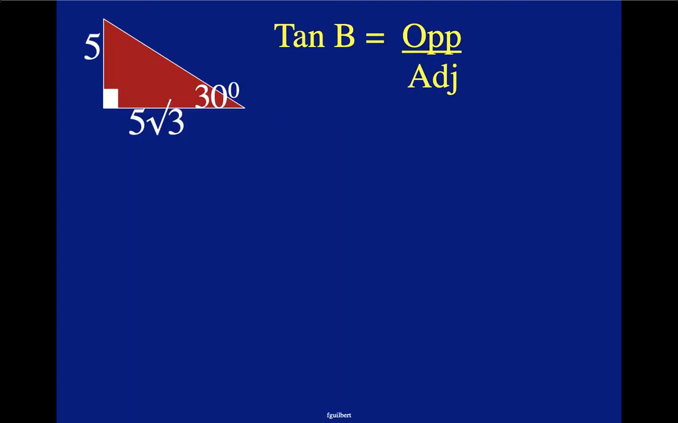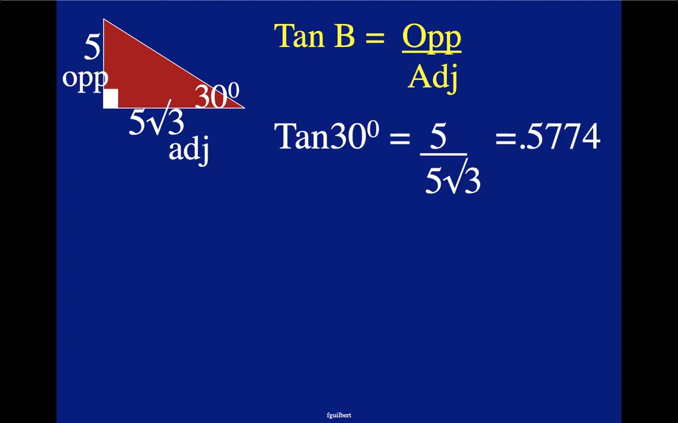Same thing happens with a 30, 60, 90-degree triangle. We have the side opposite 30 as 5. The adjacent side is 5 times radical 3. When I put the opposite side over the adjacent side, I have that the tangent of 30 is 5 over 5 root 3. I can put this in my calculator with parentheses around the denominator and come up with this decimal, 0.5774. We normally use 4 decimal places when we're doing trigonometry.